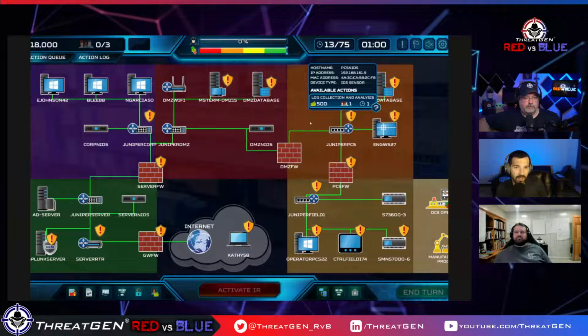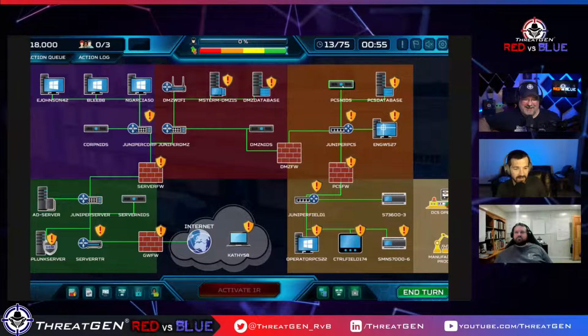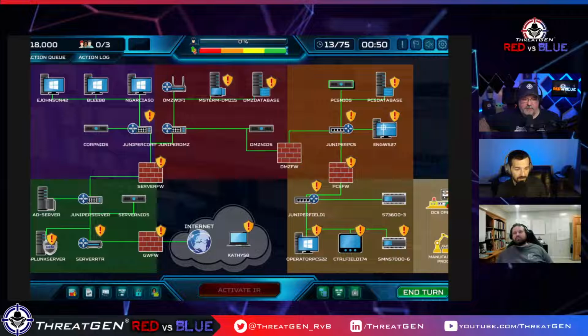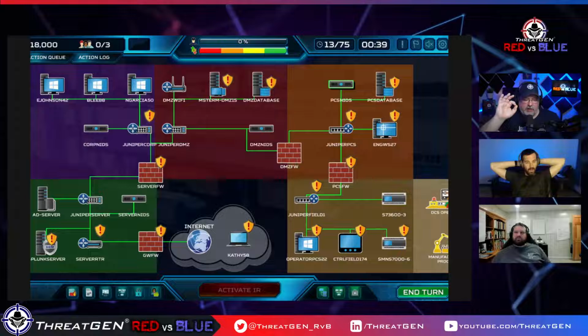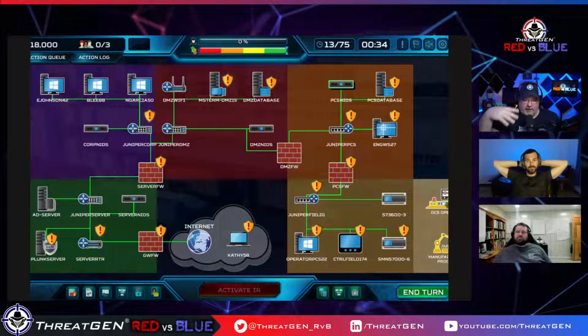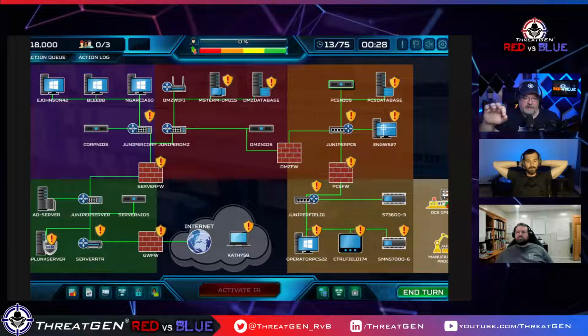Clint, we don't have log collection analysis configured on these NIDS devices. Does that mean these NIDS are doing nothing right now? They should. I think we had a debate on that internally, whether we're supposed to have log collection on them or not. In the game, that only impacts whether or not you detect a compromise. I guess we need to update that in the descriptions. Log collection and analysis on NIDS is just about compromise detection. They're still doing their job from a NIDS perspective.